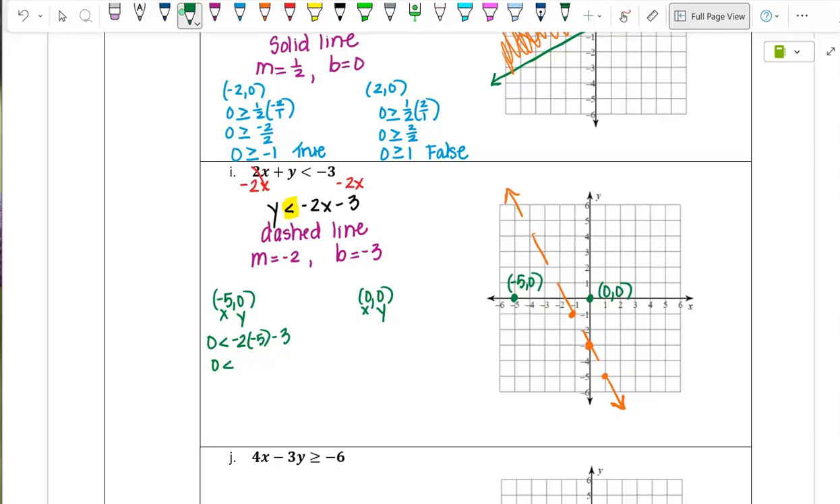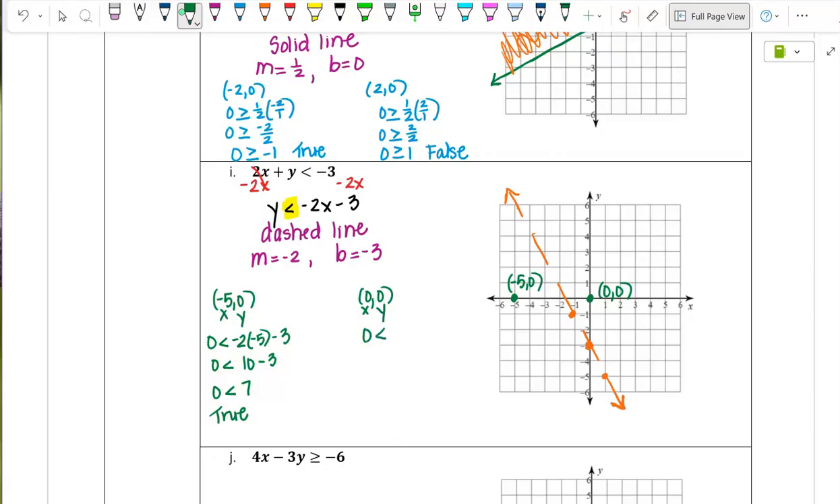So 0 is less than 10 minus 3. 0 is less than 7. And that is a true statement. 0 is less than 7. So if I've done my math correctly, 0, 0 should give me a false statement.